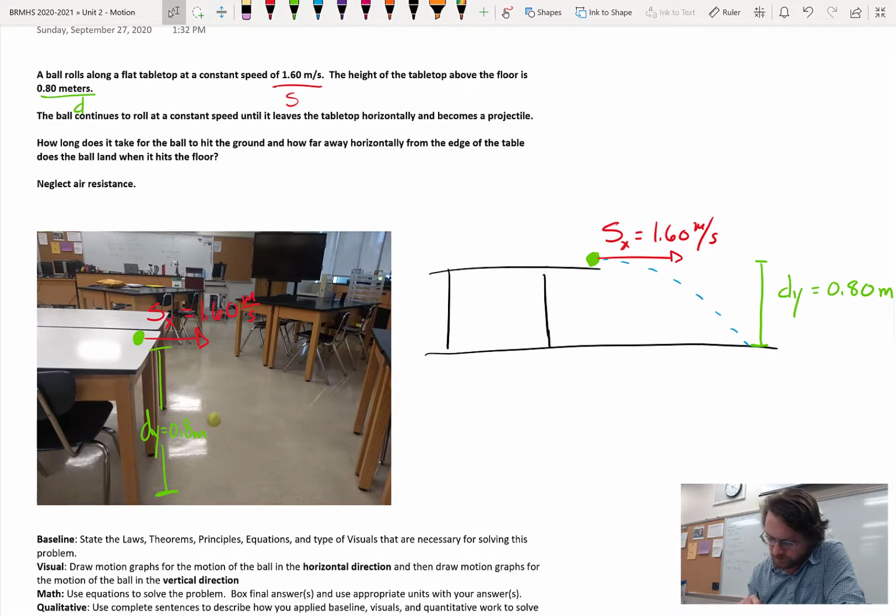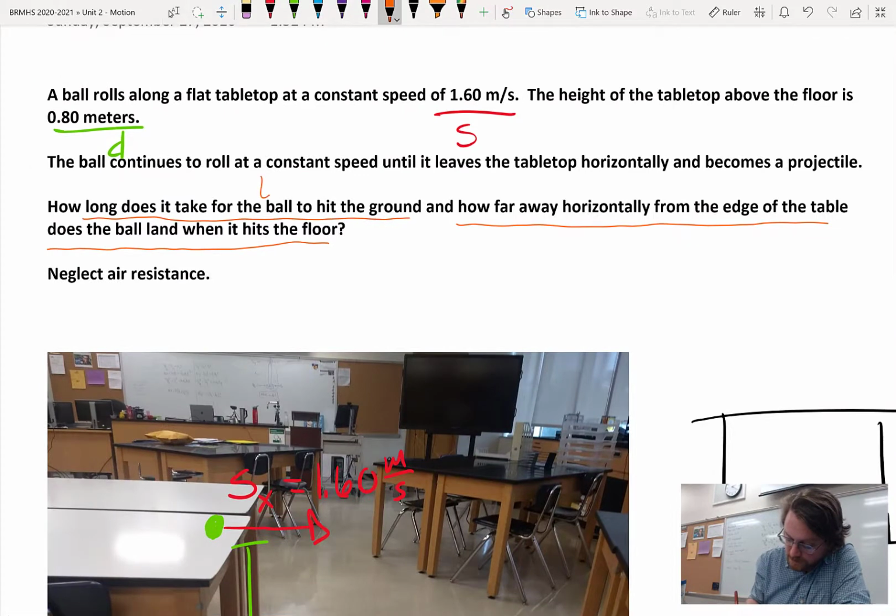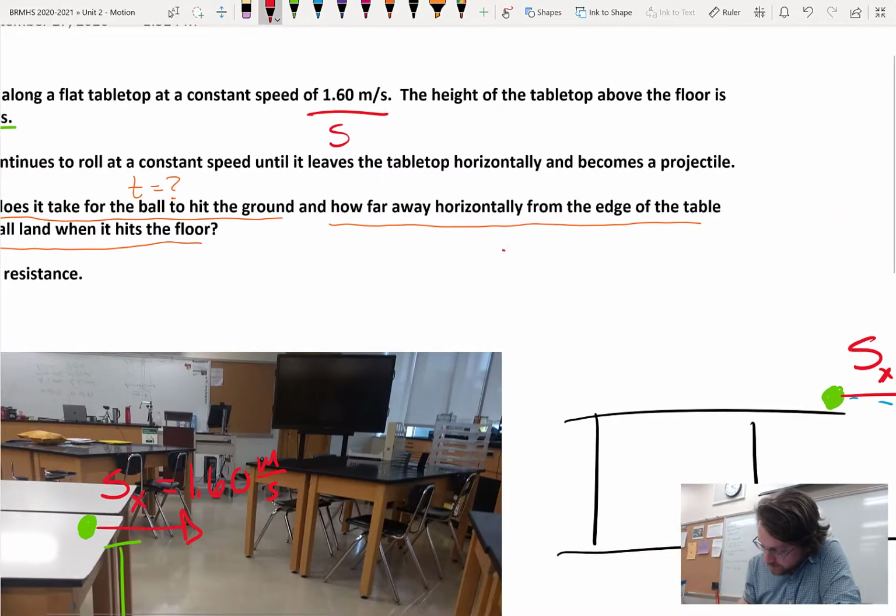And I'm asked two questions. How long does it take for the ball to hit the ground? And how far away horizontally from the edge of the table does the ball land when it hits the floor? So there are two different things for me to find out. How long it takes to hit the ground, I know that's asking me to find time, t. And how far away horizontally from the edge of the table does it land? Well, that's a distance in the x direction. I'm going to call it d with a little x there.